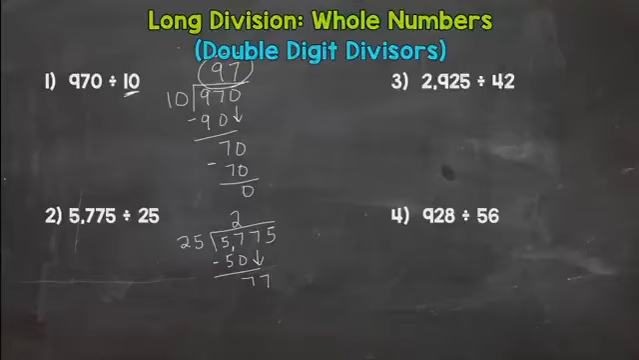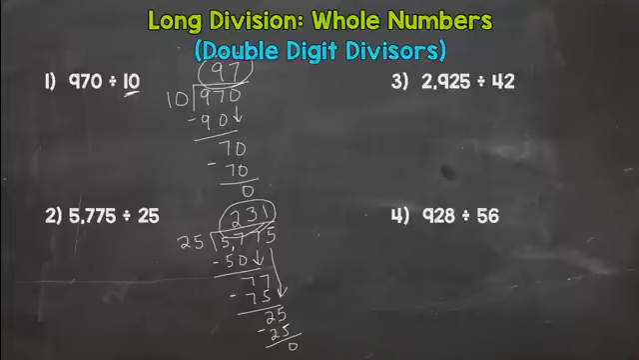So we have a 77 here. So how many 25s in 77? Well, 25, 50, 75. 3 groups of 25. 3 times 25 is 75. Subtract, I get 2. Bring down my 5. And we have nice and compatible numbers here. 25 divided by 25 is 1. 1 times 25 is 25. Subtract. And another problem with no remainder, quotient 231.